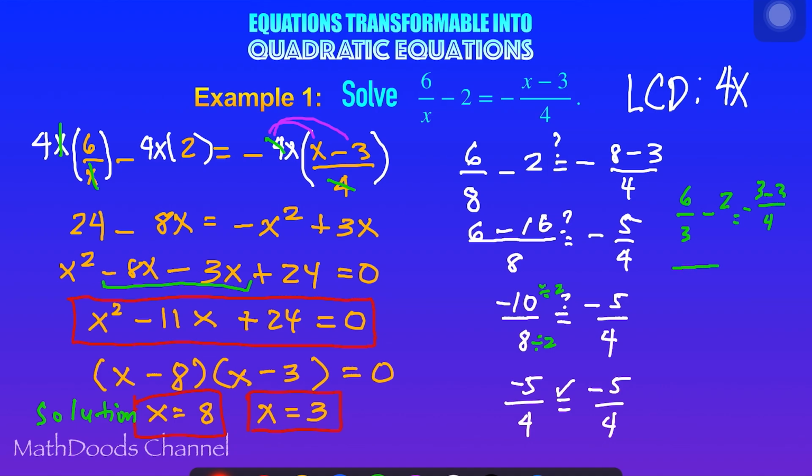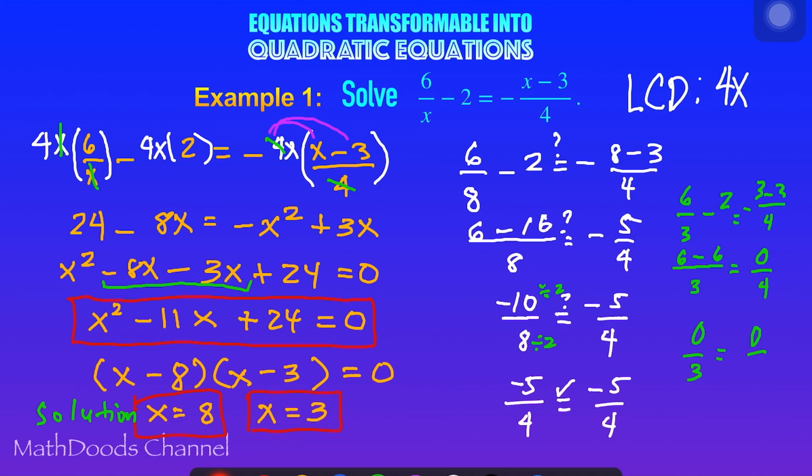So, hanapin natin ang LCD ng 3 and invisible 1, 3. 3 divided by 3, 1 times 6, 6. Minus 3 divided by 1, 3 times 2, 6. Equals 0 over 4. 6 minus 6 is 0 over 3.